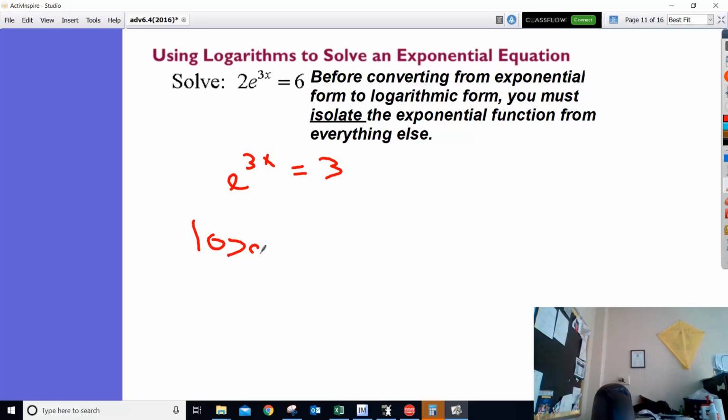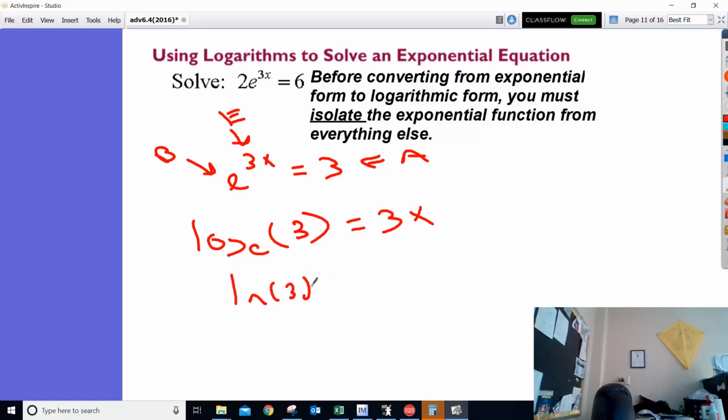What's the log of base e? Again, that's your base, that's your exponent, that's your answer. And the answer of the exponential function is the argument of the logarithm. So what's the argument of the logarithm? 3. That has to equal 3x. Now there's no log base e key on a calculator. Log base e is understood to be what logarithm? Natural log. Rewrite it as ln. Natural log of 3 is 3x. What's the last step to solve for x? Divide by 3.